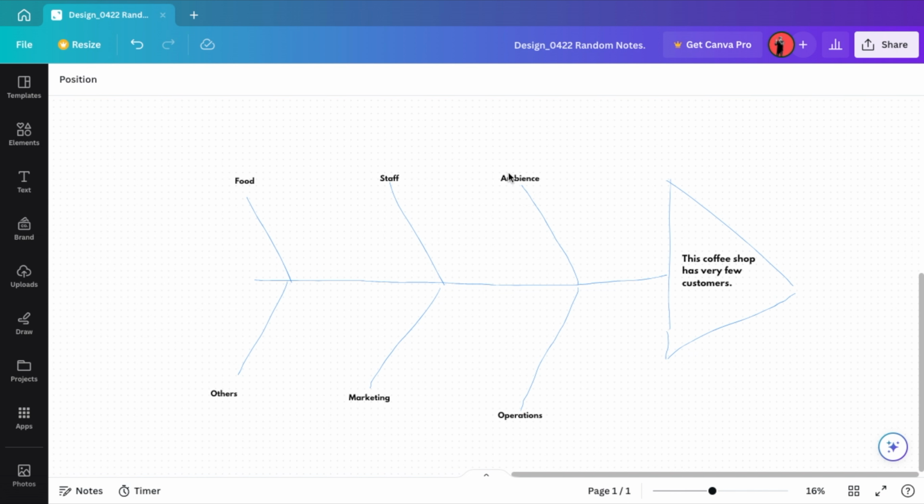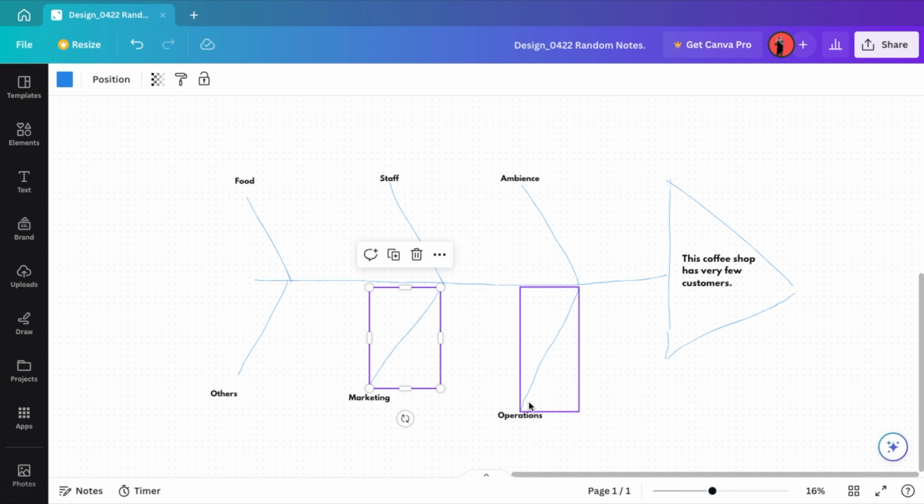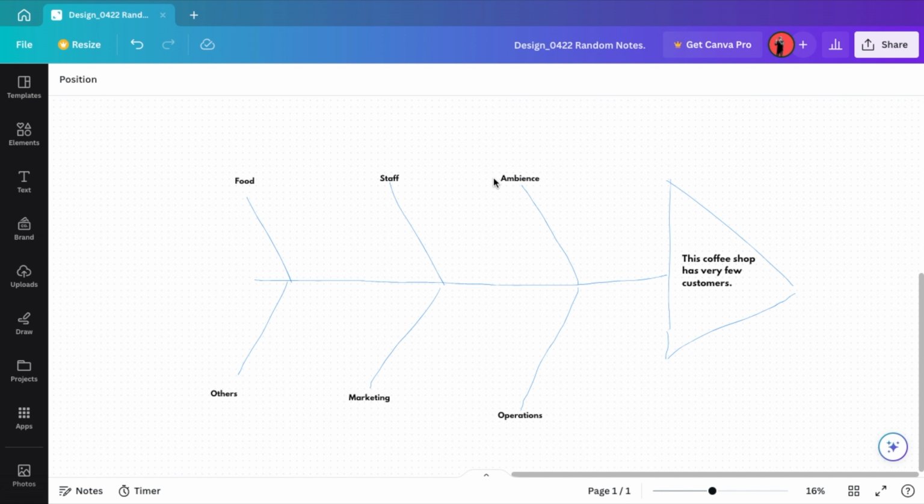So we have the main categories, and this is the main problem. The coffee shop has very few customers, and we have these categories of problems that can happen in any of these departments and in any of these areas. It might take some time to actually find the categories. You just have to think about what could be in a coffee shop and just list it out like that. If we are talking about a training institution, this might actually change.